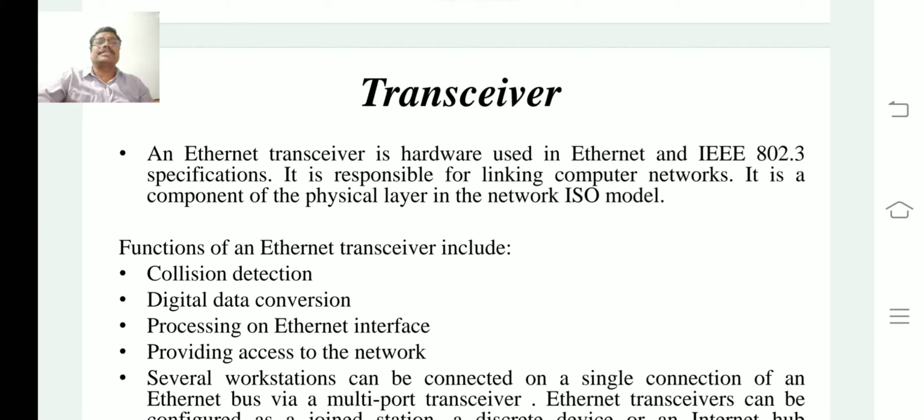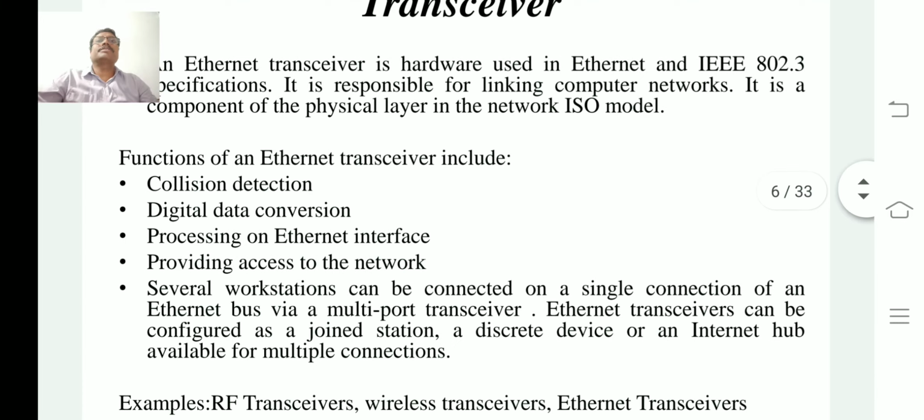It is called a transceiver. For example, you might have heard of TP-Link, used to connect your mobile to your desktop system wirelessly. You can use the TP-Link, that is called a transceiver device. It has the following functions: collision detection, digital data conversion, processing on the Ethernet interface, and providing access to the network.